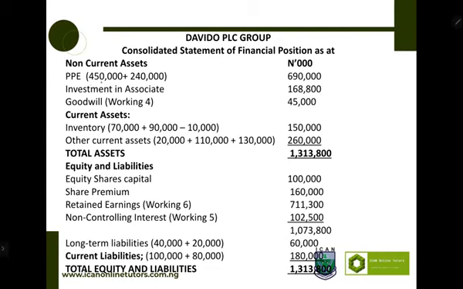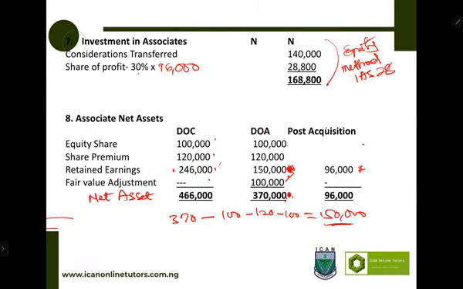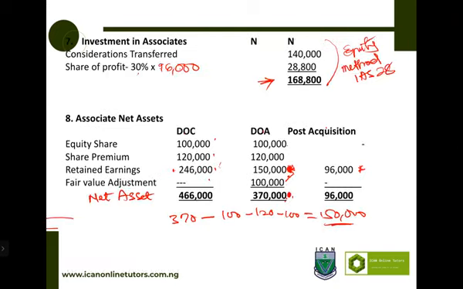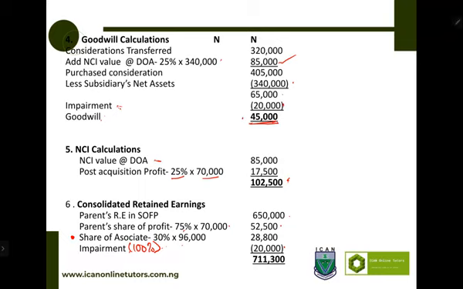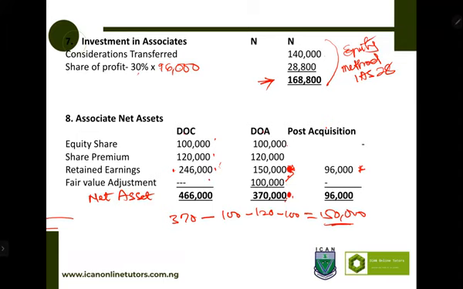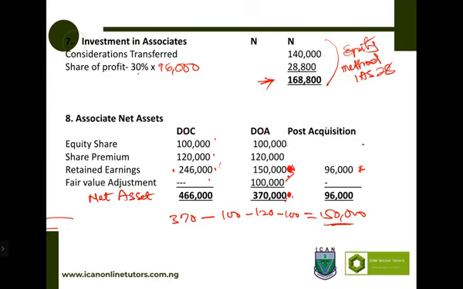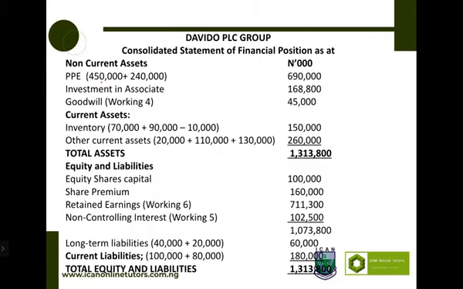We've done basic consolidation before. We have 690. Then investment in associates. What is our investment in associates? This is it, 168,800. After that, you have your goodwill, working note 4, which is 45,000 naira, you will have to add it. Having done that, then the next one is what? You go to current asset. Remember that the 10,000 naira has to be deducted from your inventory, because it is inventory that was unsold, that was unrealized rather.